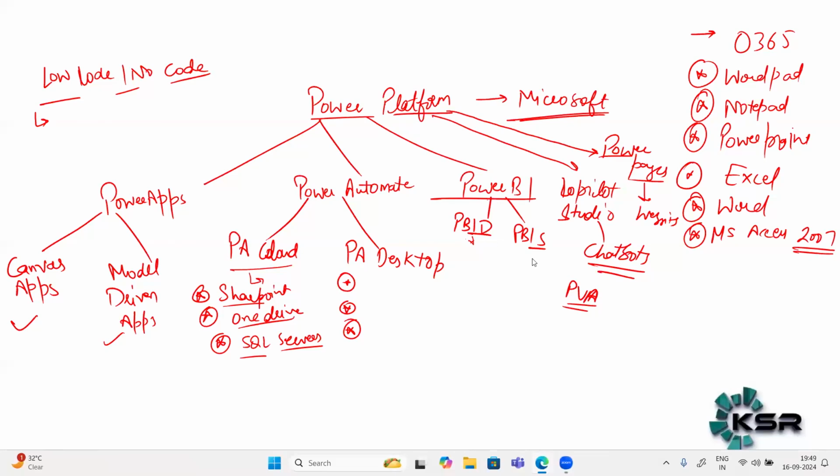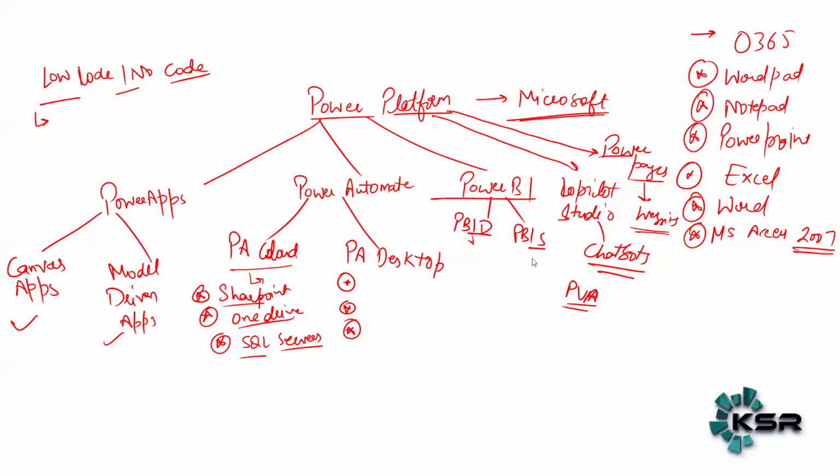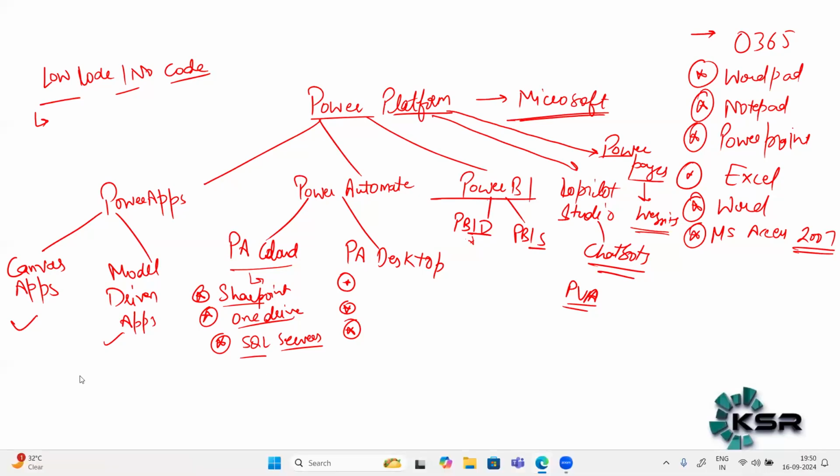Power Pages is the thing with which you can create websites. Now, you must be getting an idea of how powerful this product is. You are able to create apps, automation, reporting, chatbots, and websites. If you know everything in this Power Platform, you can create a product of your own.